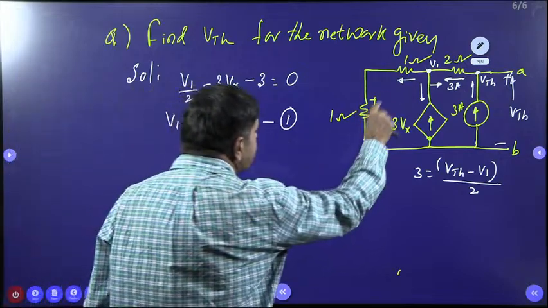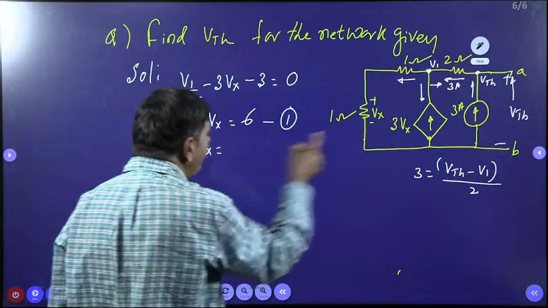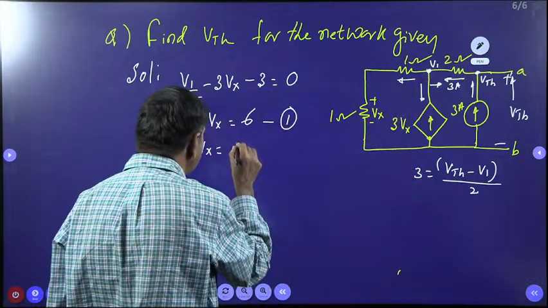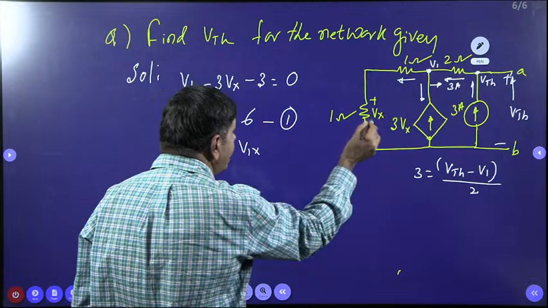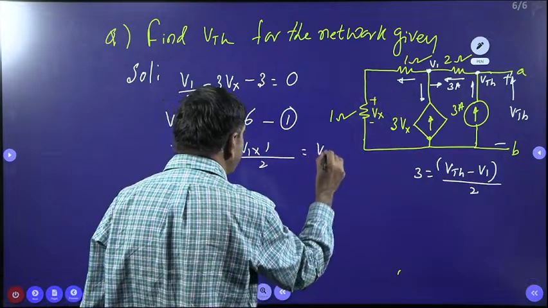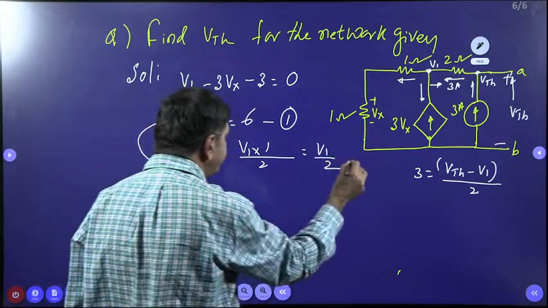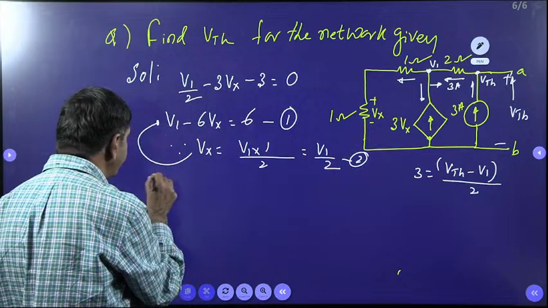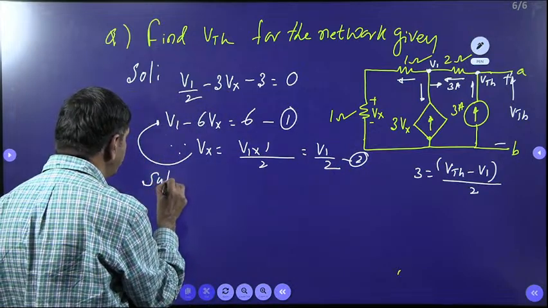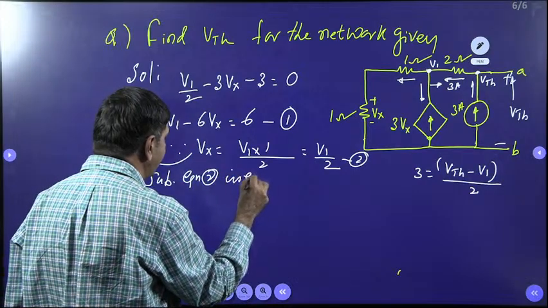But the Vx is nothing but, according to voltage divider formula, V1 into resistance 1 by 1 plus 1, 2 I can write. I can write V1 by 2. That Vx I can substitute in equation 1. Substituting equation 2 in equation 1, I can write directly.